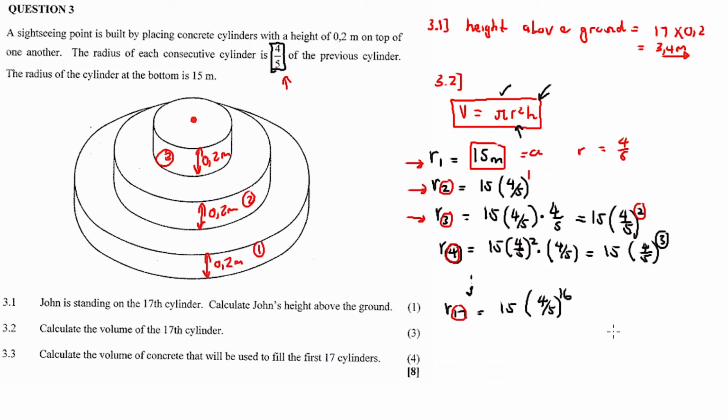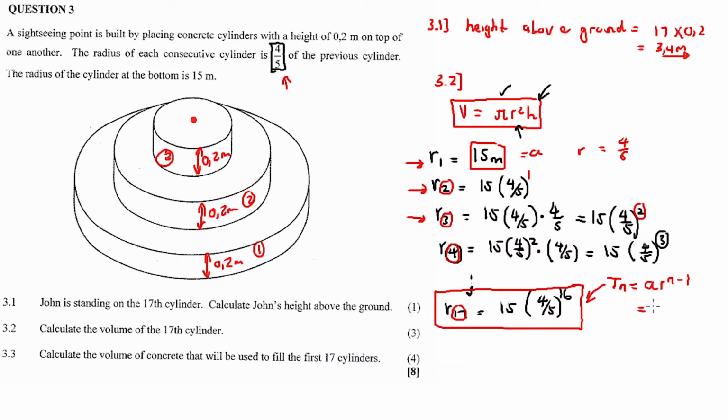Then we are at term 17, right? I'm just showing you an alternative of doing this. You can just go ahead and substitute n as 17 inside this formula, minus 1. It's basically the same thing. You're going to end up here now. So having the radius for the 17th cylinder, you can now substitute here and calculate your volume.